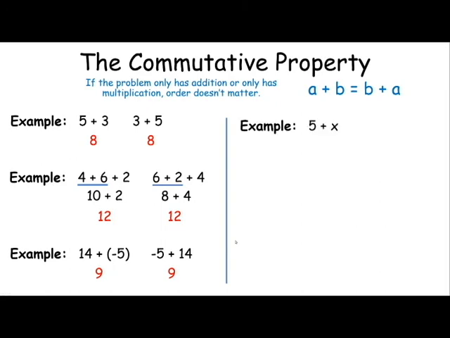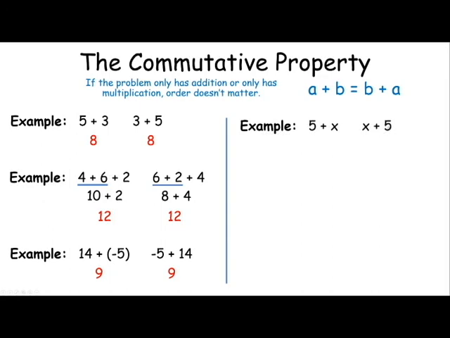Now, let's talk about what that means for us in algebra. If I have 5 plus some unknown number, even though I don't know what this number is, the commutative property says it doesn't really matter, because if I rearrange those, I'm going to get the same value.